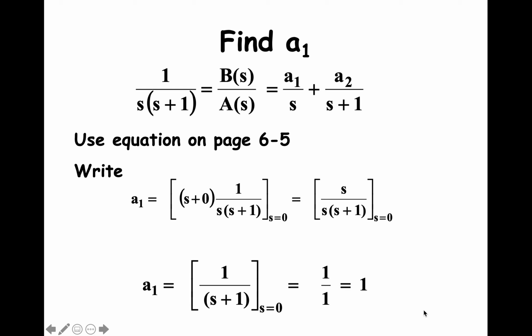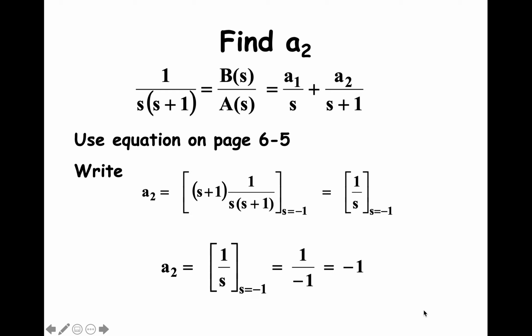We end up with an expression with s in the numerator and the denominator. S over s cancel each other. Then we set s equal to 0. The result is a1 equals 1 over 1, which equals 1. Similarly, we can find a2 by multiplying both sides by s plus 1. We get a2 equals 1 over s, with s set to be minus 1. Then we get a2 equals minus 1.